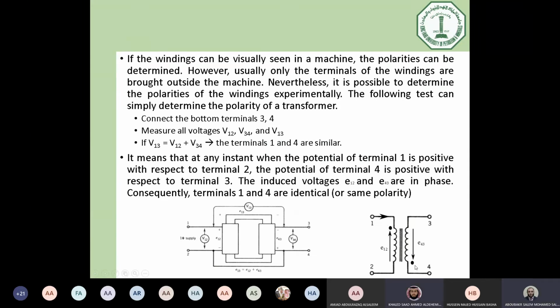So what will happen if the reading of the voltmeter is the difference, not the summation of the values? This means your assumption was not right, and point number 3 should be positive. In that case, point number 3 will be identical to point number 1. Okay, is it clear now? Yes, thank you. Welcome.